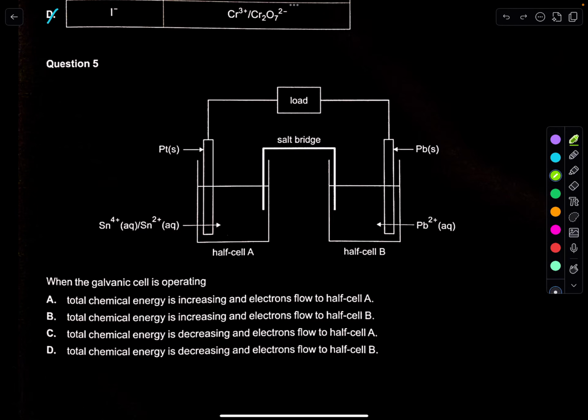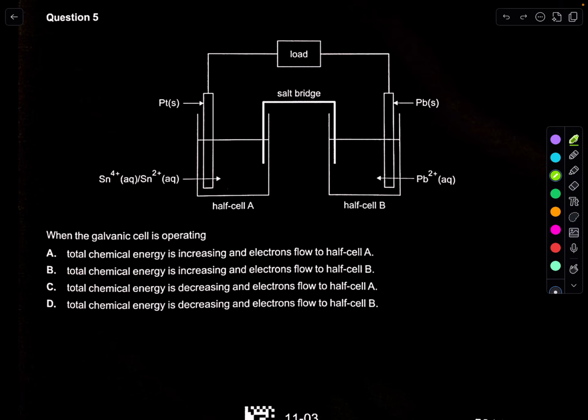Question 5. Let's have a look at this one. Yep, it's a galvanic cell. When the galvanic cell is operating, is the total chemical energy increasing, and do electrons flow from half cell A? So it's talking about total chemical energy. Think of it: a galvanic cell, what's the main purpose of it? It takes chemical energy and converts it straight away to electrical energy. So wouldn't your total chemical energy decrease? Because if a galvanic cell is operating, your chemical energy is decreasing, hence it's creating electrical energy. So total chemical energy should be decreasing, so it's not B or A.